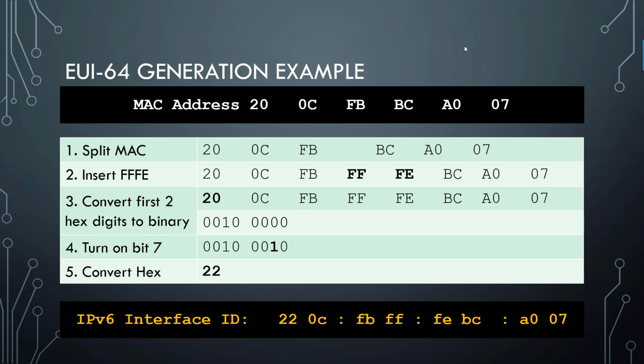But you can see that, and then when we put everything back together, we can see the MAC address has only changed slightly, and is now an interface ID. It's 22 0 Charlie, Foxtrot Bravo, Foxtrot Foxtrot, Foxtrot Echo, Bravo Charlie, Alpha 007. And that would be the 64 bits after the identifier. So that is how you use the MAC address to create an IPv6 interface ID.